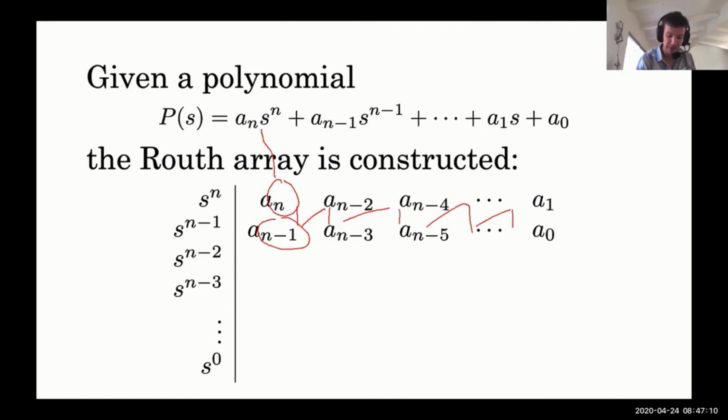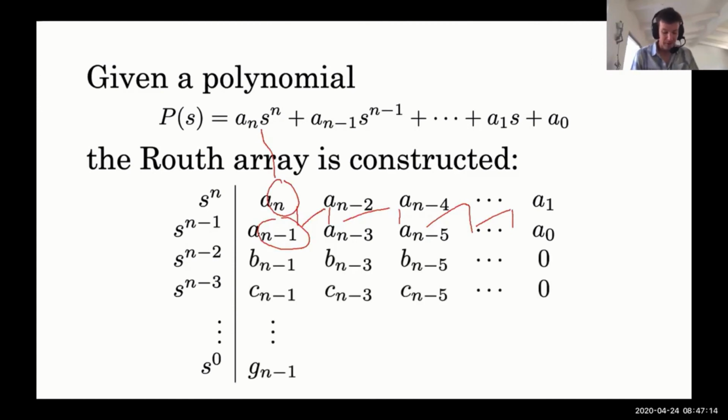Let's see if I can go back to here. There we go. So what you're going to do is eventually fill in the rest of the rows of this array, and then you're going to have these zeros that end up popping out over here.